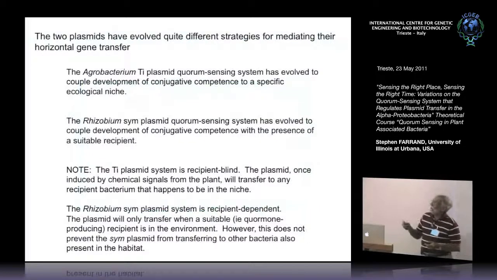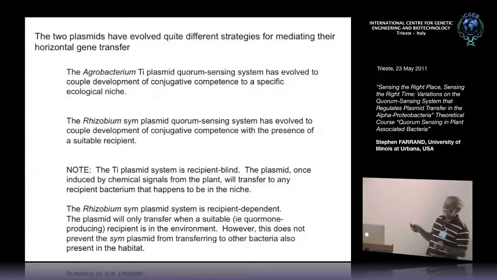All right, so these two plasmid types have evolved quite different strategies for mediating their horizontal gene transfer. And this, I think, is really the cool biology of this. The Agrobacterium Ti plasmid quorum-sensing system has evolved to couple development of conjugative competence of the Ti plasmid to a specific ecological niche. And that niche is the crown gall tumor, which the bacterium has induced. The rhizobium Sym plasmid, on the other hand, has evolved to couple development of conjugative competence with the presence of a suitable recipient, which is very nice.